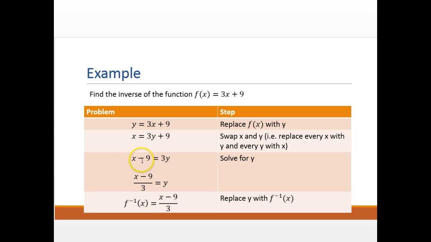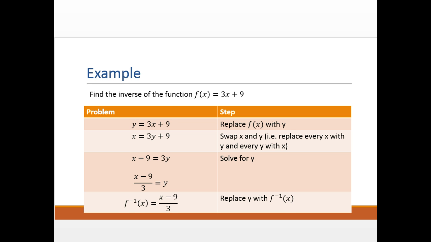I'm going to subtract 9 from both sides. We get x minus 9 is 3y. Then I'm going to divide everything by 3. x minus 9 divided by 3 is y. And so this now becomes my inverse function. f inverse of x equals x minus 9 over 3.